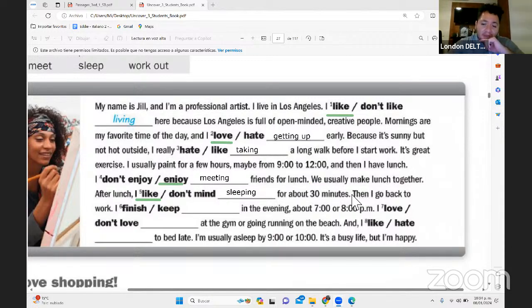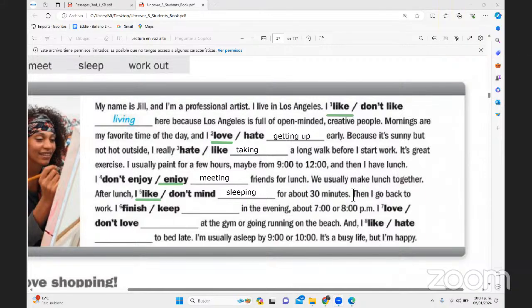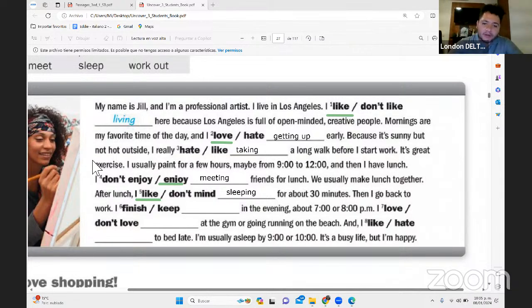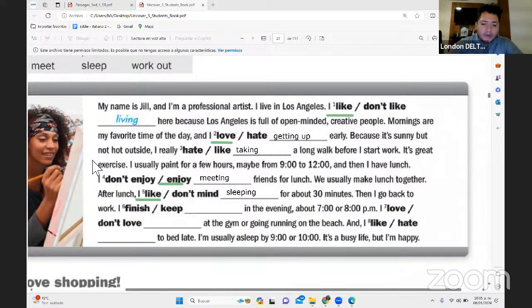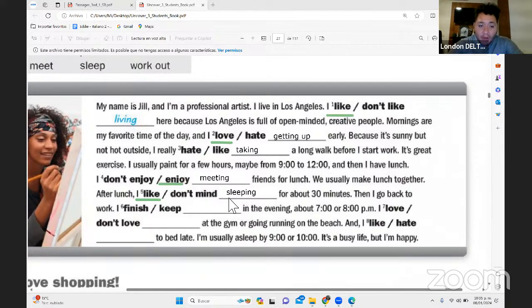Cristina, puedes leer desde then hasta 8 p.m. Just read. Primero vamos a leer solamente y después escogemos una opción y después escogemos si es alguna de estas dos opciones. Desde donde dice I go. Then I go back to work and finish in the evening about 7 or 8 o'clock. Hasta ahí, exactly. Thank you. So we say I go back to work.